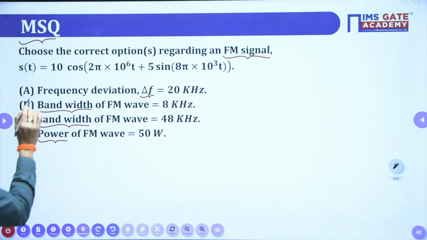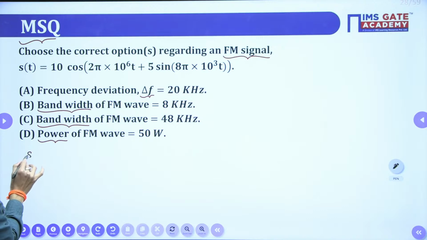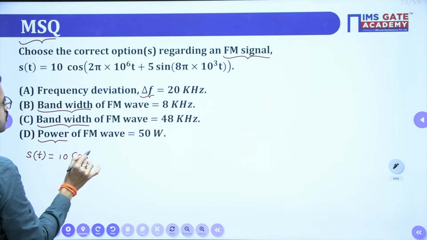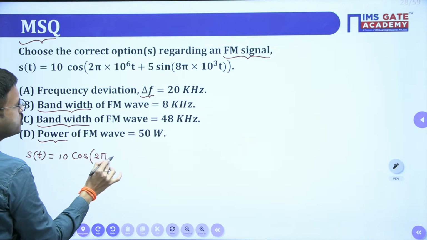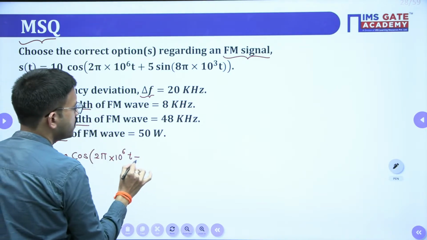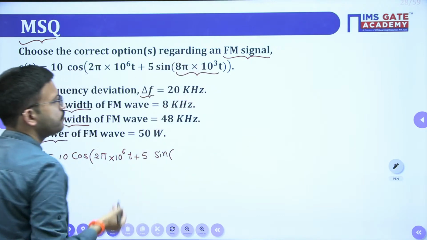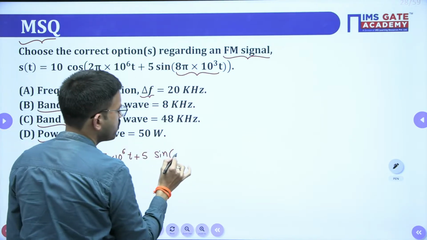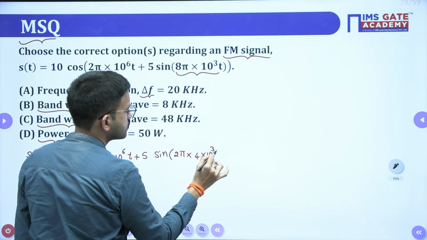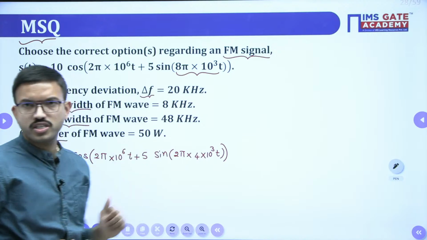First, just observe this particular equation and rearrange it. S of t equals 10 into cos of 2 pi into 10 power 6 t, then plus 5 sine of, see here you have 8 pi into 10 power 3 t. That one you just write as 2 pi into 4 into 10 power 3 t. So I have modified 8 pi as 2 pi into 4, that's all, in the standard form.